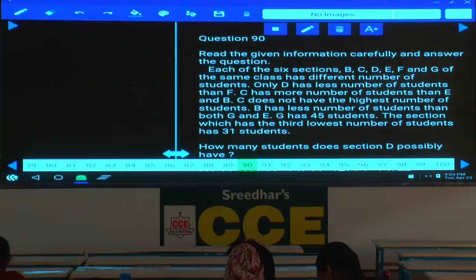Different numbers of students, 1, 2, 3, 4, 5, and 6. It comes under comparison. How many questions are given below this one? There are 3 questions.